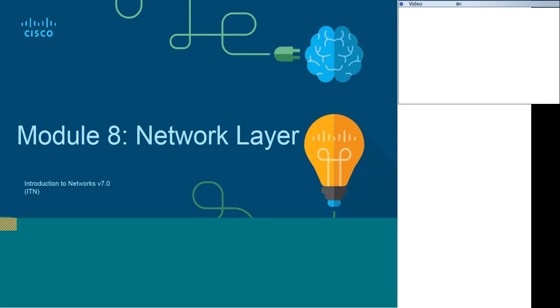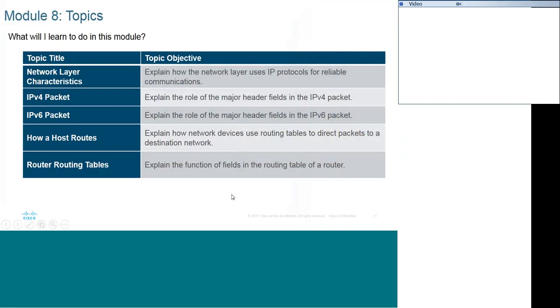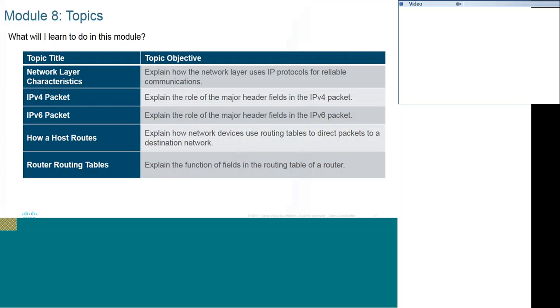Let's start. This chapter is about the network layer, and it covers information about IP version 4 and IP version 6, and also how hosts route, and routing tables.